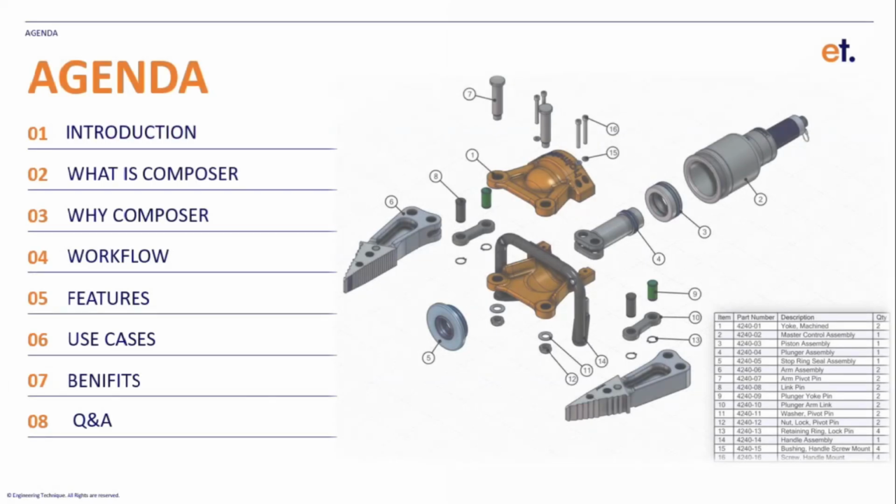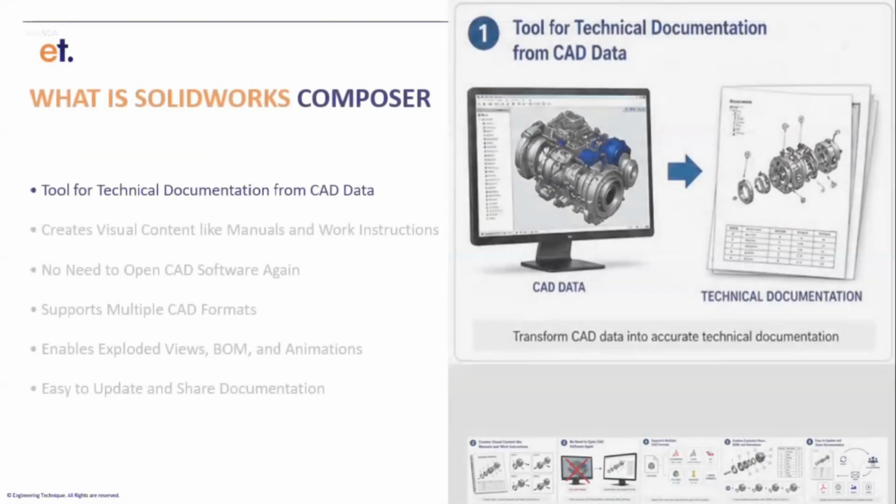Now let's understand what SOLIDWORKS Composer is. SOLIDWORKS Composer is a tool used to create technical documentation directly from CAD data. It helps us convert CAD models into clear visuals like manuals, assembly instruction, and service guides. Because of this, documentation process becomes faster, more accurate, and easy to manage. We can create exploded views, step-by-step procedures, and detailed illustration very easily. It also allows us to reuse the same CAD data without doing repeated work. Another advantage is that any design changes can be updated quickly in the documentation.